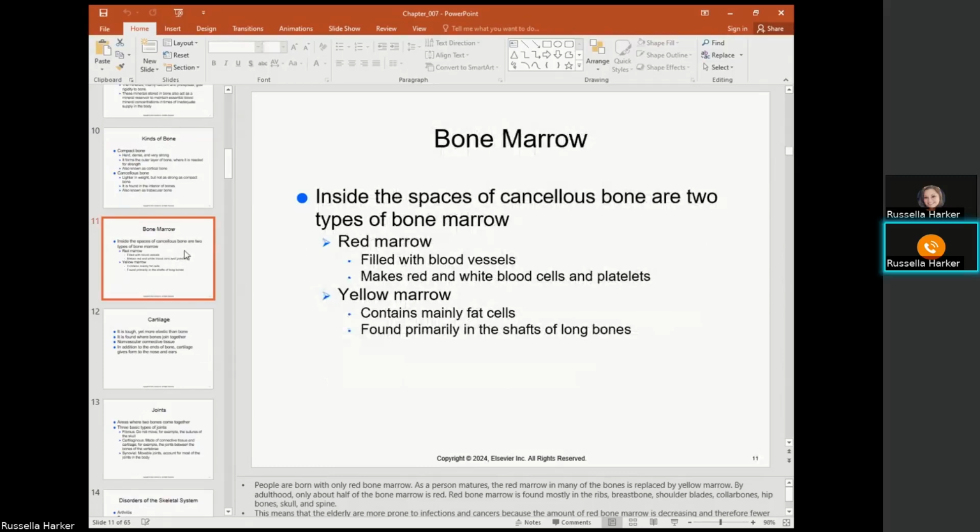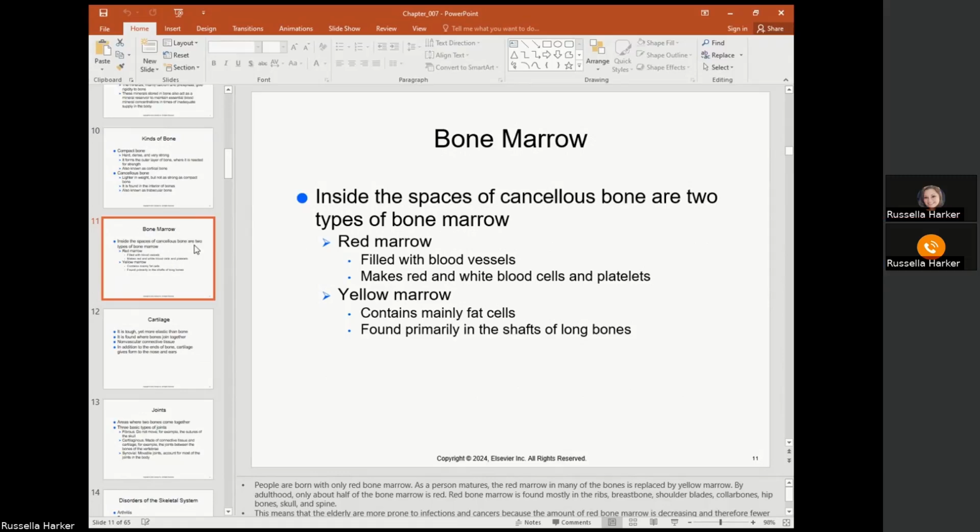Inside the spaces of cancellous bone are two types of bone marrow. There's red marrow, and that's filled with blood vessels. It makes red and white blood cells and platelets. And then yellow marrow contains mainly fat cells, and that's found primarily in the shafts of long bones. When we're born, we have only red bone marrow. As a person matures, the red marrow in the bones is replaced by yellow marrow. By adulthood, only about half of the bone marrow is red. Red bone marrow is found mostly in the ribs, breastbone, shoulder blades, collarbones, hip bones, skull, and spine.